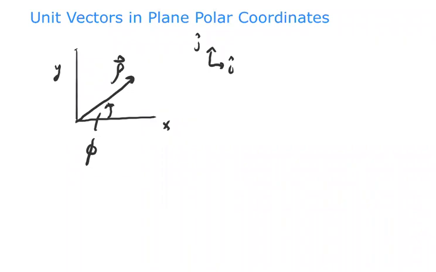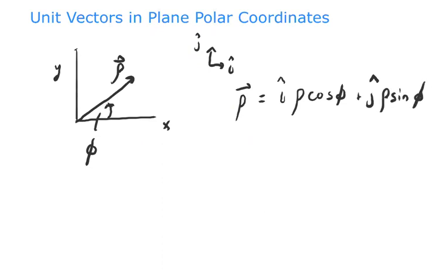So what are the unit vectors in plane polar coordinates? So rho, as we just saw, is this: i hat rho cosine phi plus j hat rho sine phi. If I want to find a unit vector, all I have to do is take the vector that corresponds to that unit vector and divide it by its magnitude. So if I do that, I simply get i hat cosine phi plus j hat sine phi.